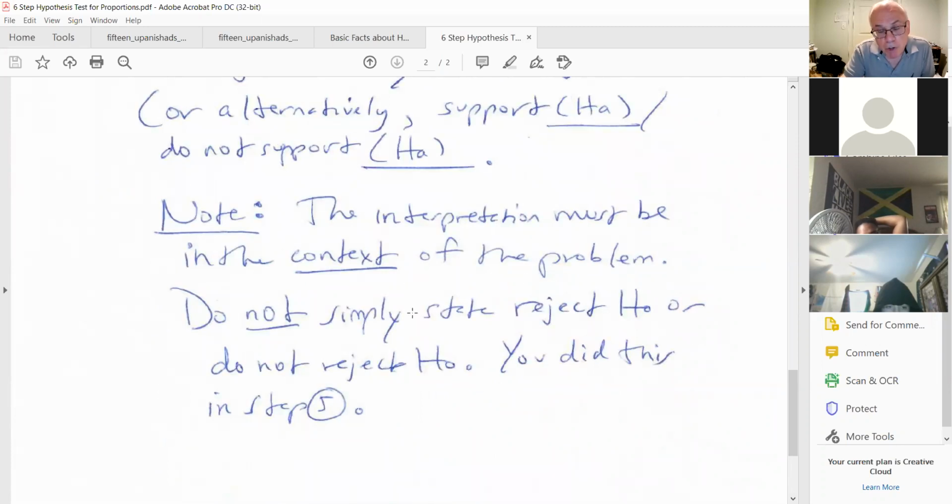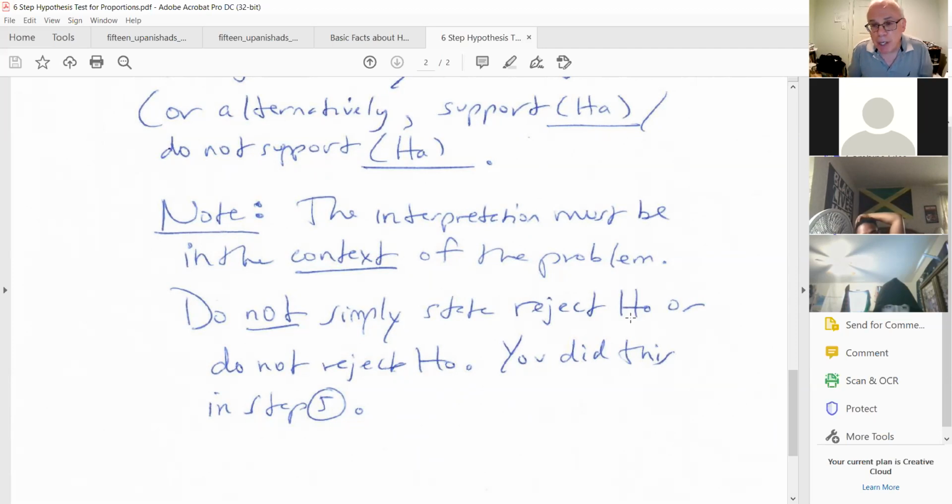If you just repeat step 5 and say, there's enough evidence to reject H naught, and that's all you say, at the 5% significance level, there's enough evidence to reject the null hypothesis, that's not the context of the problem. You have to state what the problem is asking about. You have to write the words of the problem in there. All right? You see what I'm saying?